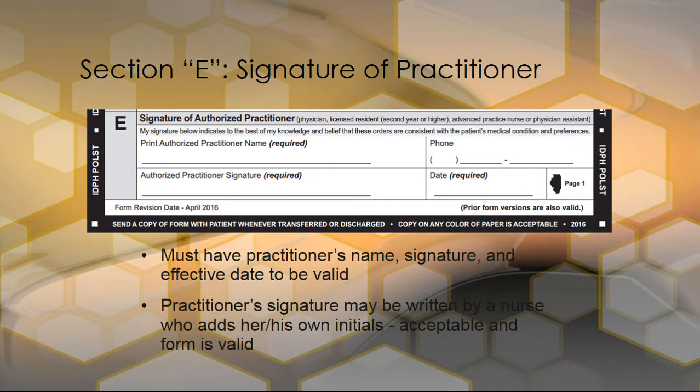We have to have the practitioner, so physician's, name, signature, and an effective date in order to be valid. However, you may see that the practitioner's signature might be written in cursive or print by a nurse, who then adds his or her own initials. This is acceptable, and the form remains valid.